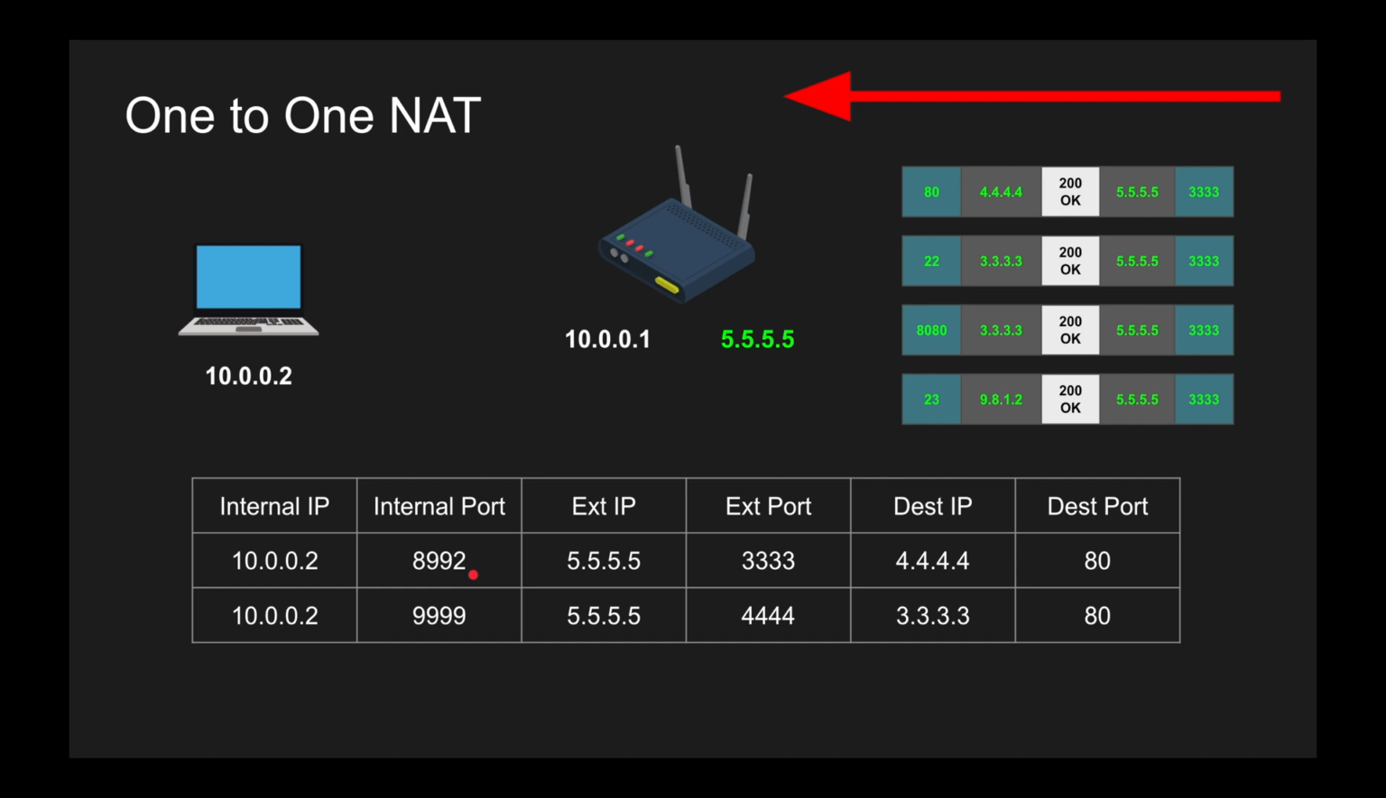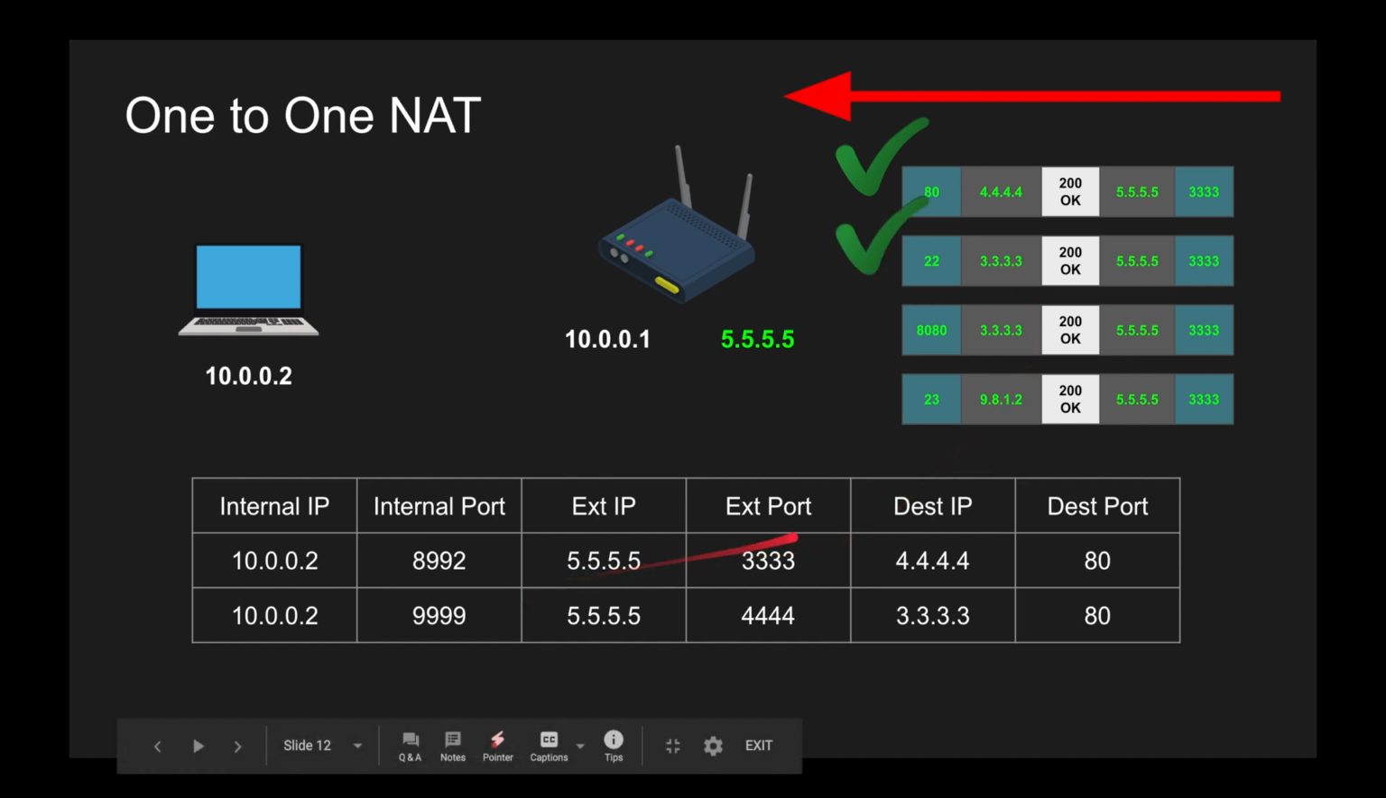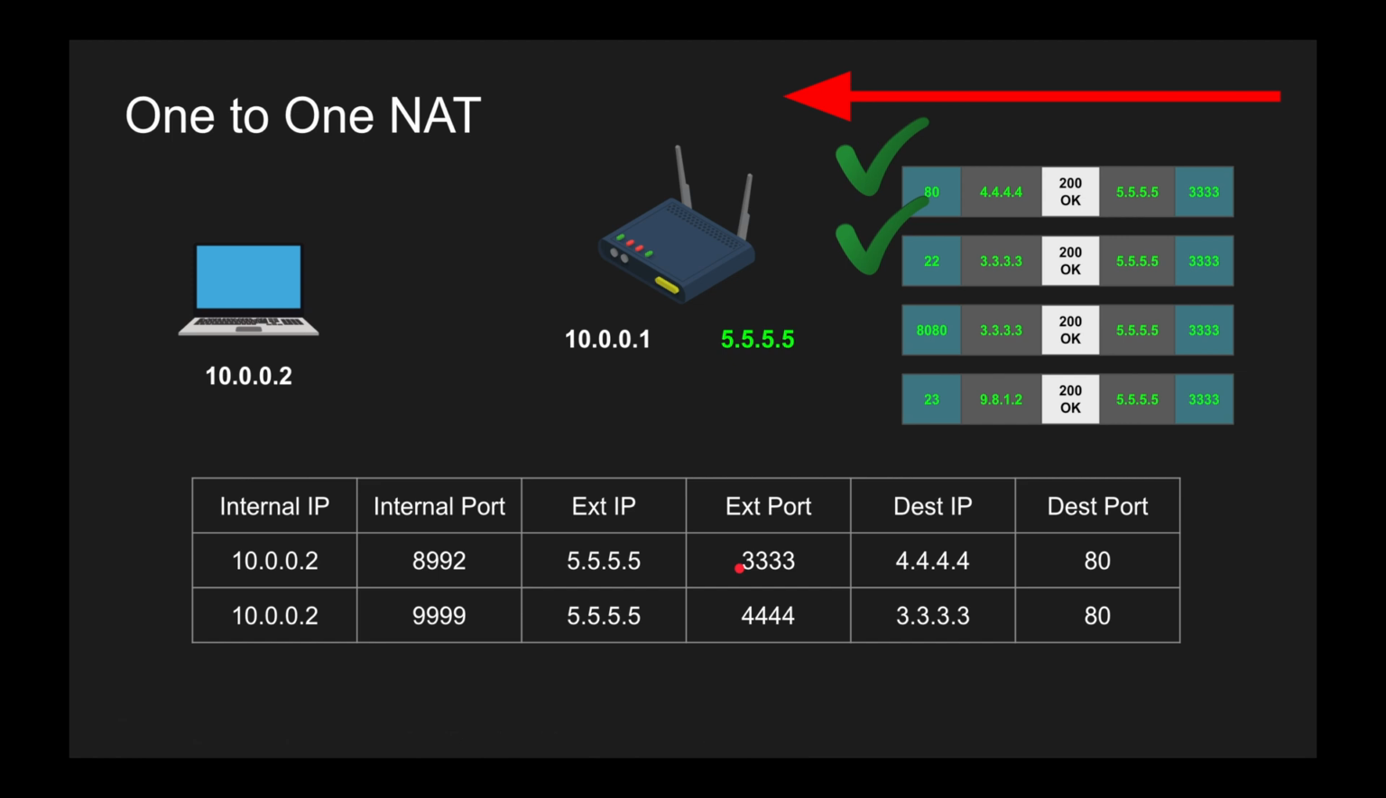But let's see, with one-to-one NAT or full cone NAT, can we do it? Well, let's see. This is going to this. We don't care, we don't check where it's coming from. This one is coming from this IP address and this port. Let it through. This one is coming through. Let it through because I can find it, it's right there, right? Once it's there in my NAT, I'm going to allow it. Let it through. Let it through. I don't care. That's one-to-one NAT.